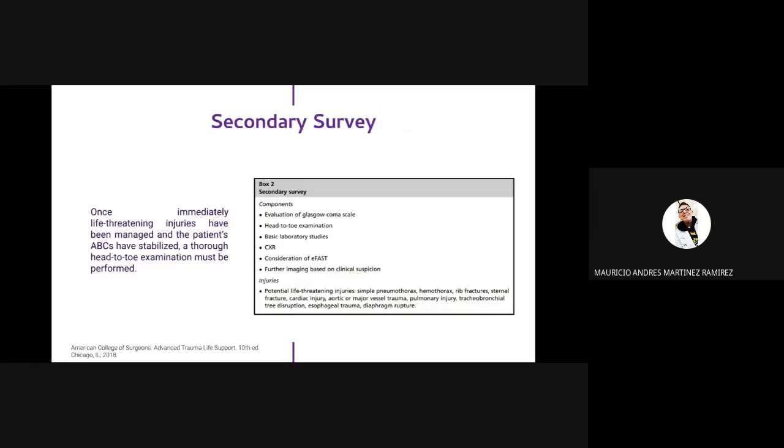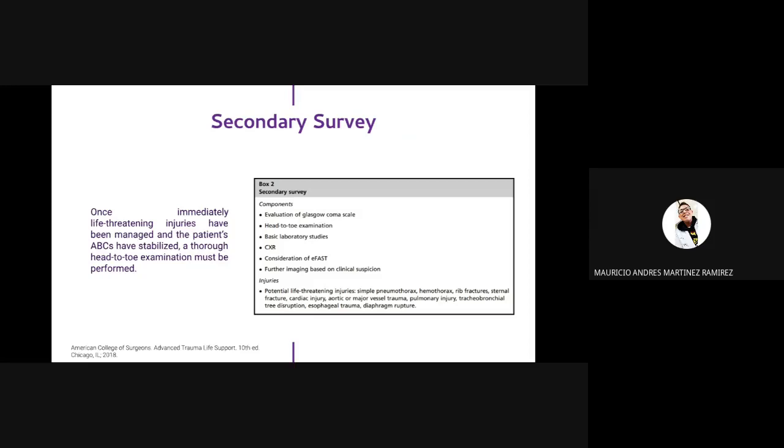In the secondary survey, as I told you earlier, once immediately life-threatening injuries have been managed and the patient's ABCs have stabilized, a thorough head-to-toe examination must be performed. A full set of hematologic and metabolic laboratory studies should be sent. The secondary survey not only allows for a more complete picture of the patient's condition, but also for the discovery of other non-emergent but possibly life-threatening injuries.